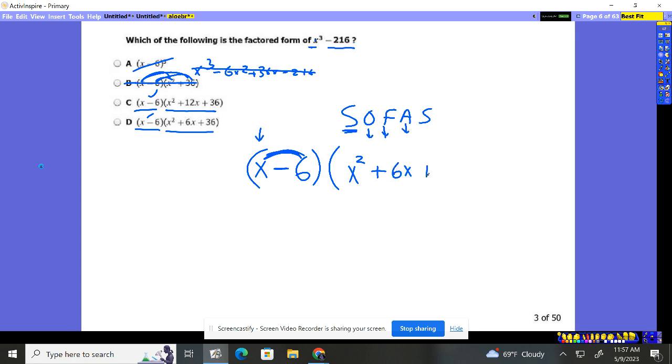A stands for always add. And S, just like the first S meant square the first term, the final S means square the second term. And there's what it is. So it is actually choice D.